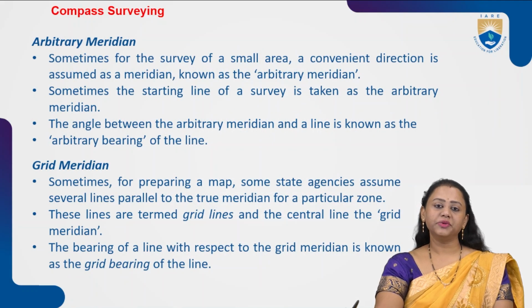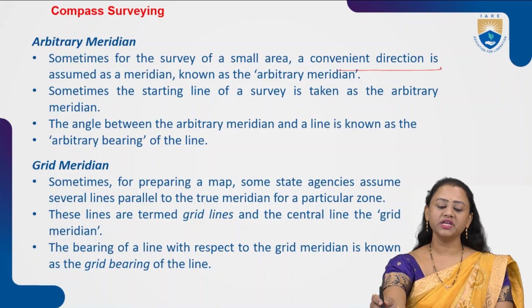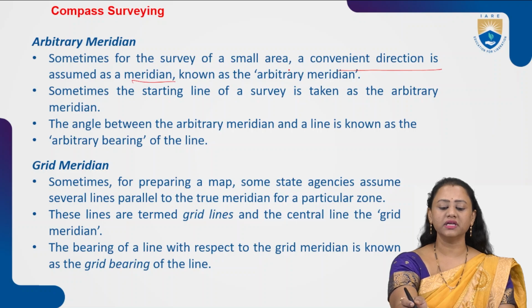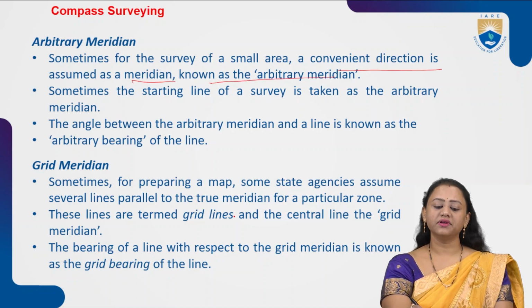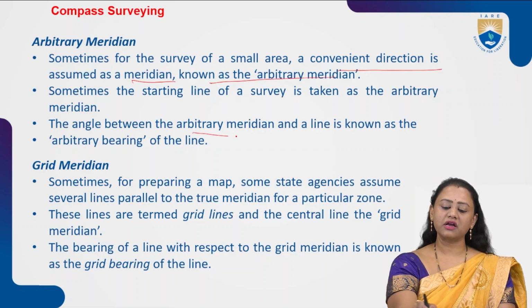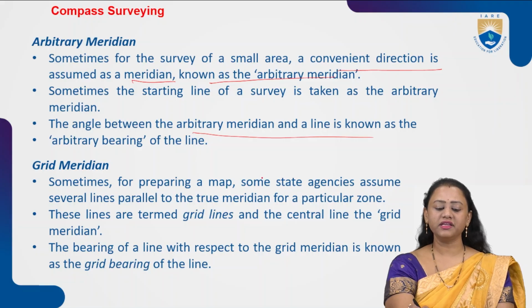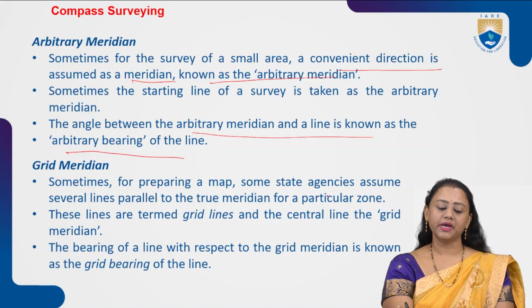There is something called arbitrary meridian. So sometimes for the survey of a small area, a convenient direction is assumed as a meridian known as the arbitrary meridian. The angle between arbitrary meridian and a line is known as the arbitrary bearing.